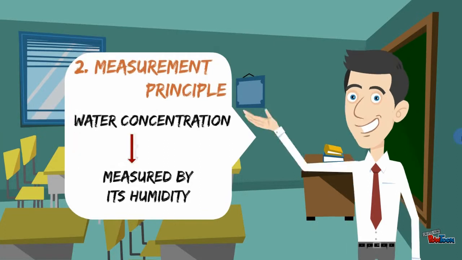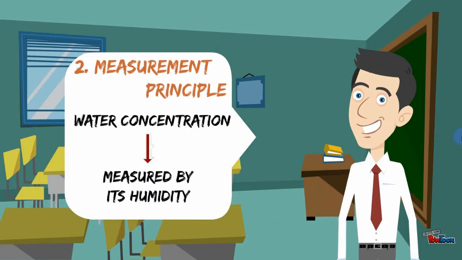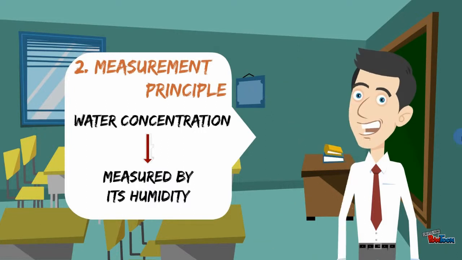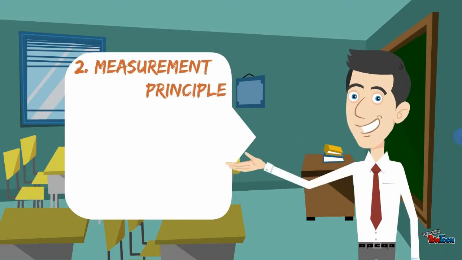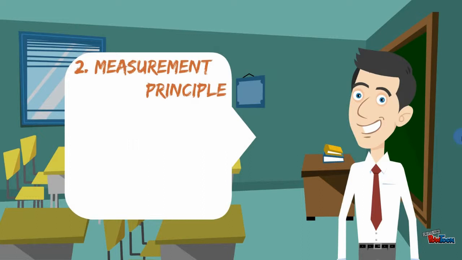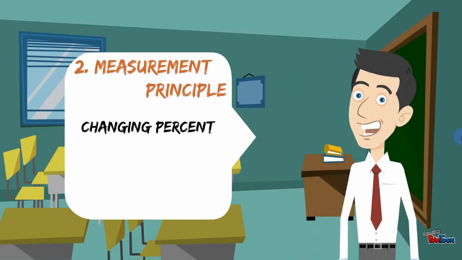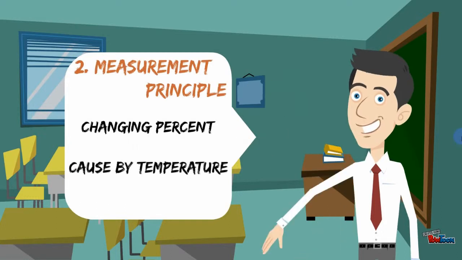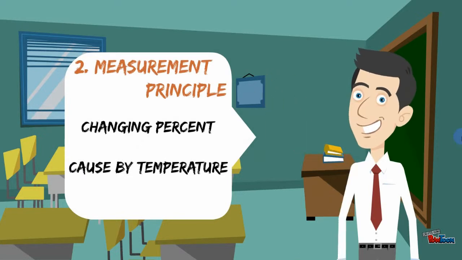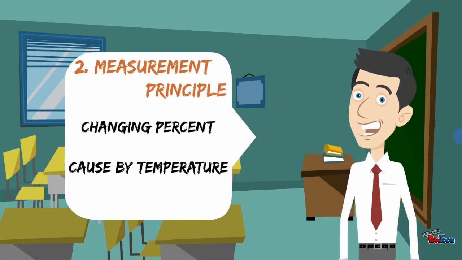Second, measurement principle. Water concentration in soil will be measured by its humidity. Changing the percent concentration of water will change the resistance of the soil. Then the output voltage also changes. Water concentration and resistance are inversely related. That means the more water concentration, the smaller the output voltage gets, and vice versa. But the humidity of soil is also affected by temperature. Thus, soil temperature will be measured. The temperature sensor is used to make the accuracy better.